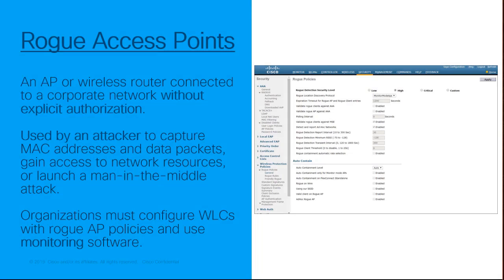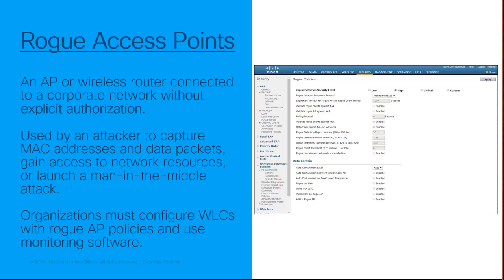Rogue access points are the detriment of wired network security. A rogue access point is an access point or wireless router that has been connected to a corporate network without the explicit authorization of the company. This is completely against company policy. Anyone with access to the physical premises can install a very inexpensive wireless router or access point and allow themselves access to the secure wired network resource.